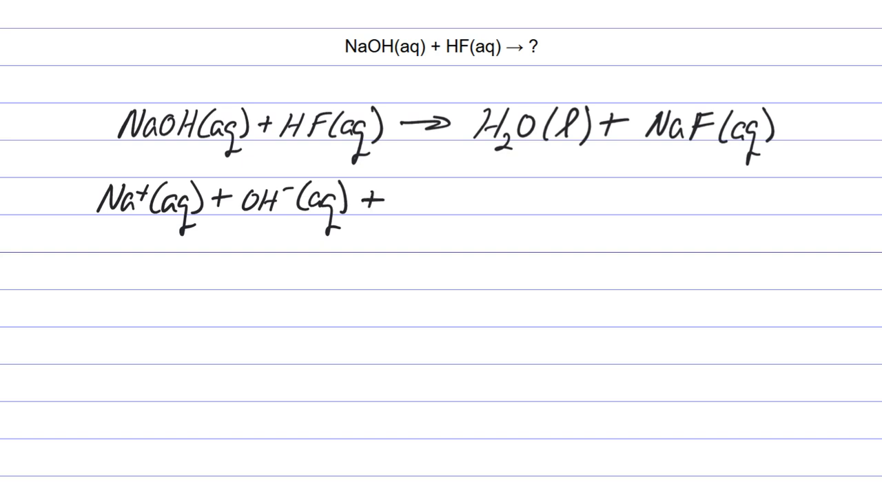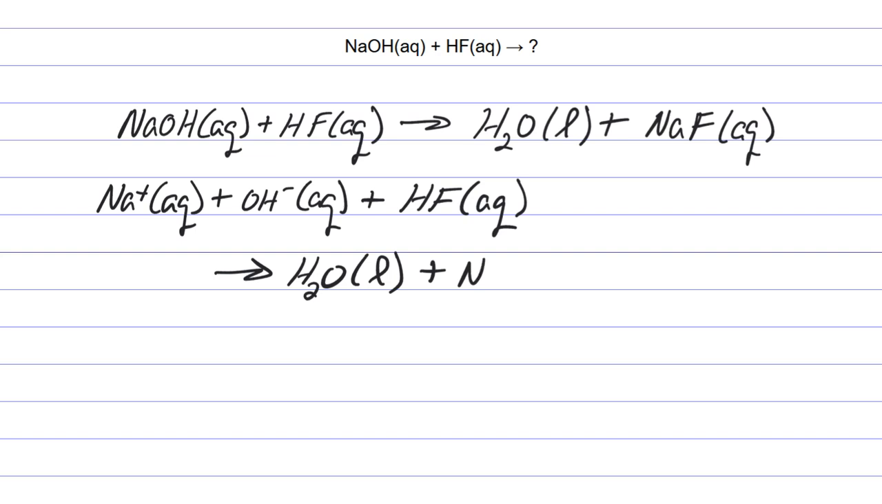However, HF we are not going to separate. We are going to leave that together because it is a weak acid. It is a weak electrolyte. Most of it remains undissociated. And so we simply leave it as HF in the aqueous form. On the other side, we have H2O, a molecular compound, stays together as a liquid. And we have our strong electrolyte, sodium fluoride, which we're going to separate into its ions, Na plus and F minus.